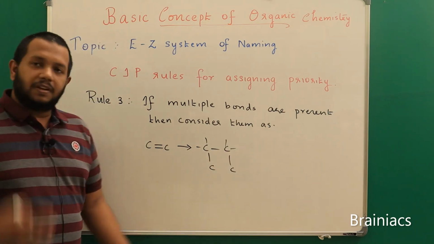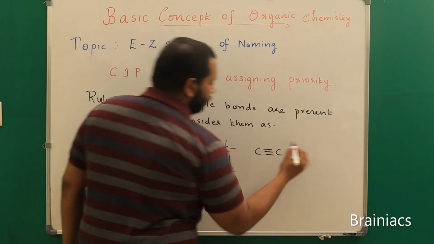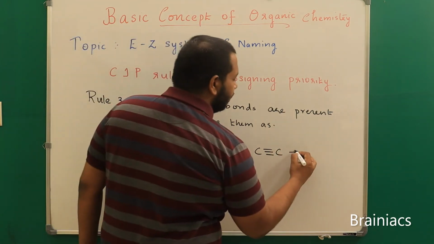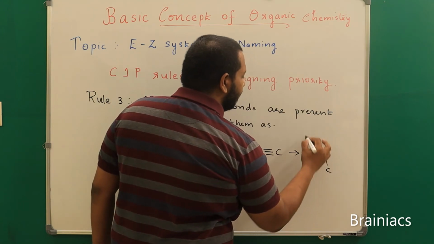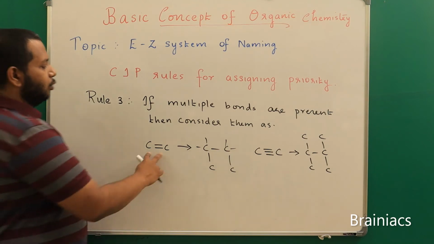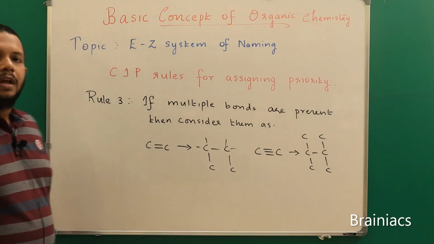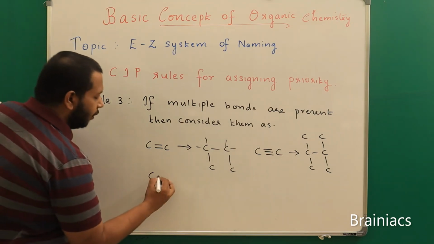And suppose it is carbon triple bond carbon, C triple bond C. How will you consider this one? In the same way you can expand it: C single bond C, to which another carbon is connected, and there are 3 pairs coming. Here 2 pairs, here triple bond means 3 pairs are coming. Now suppose you have a situation where C triple bond N is there.